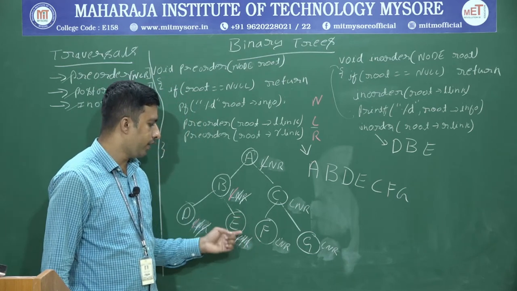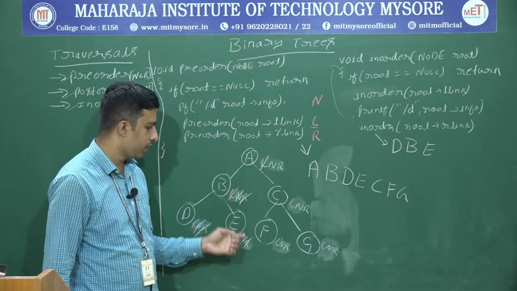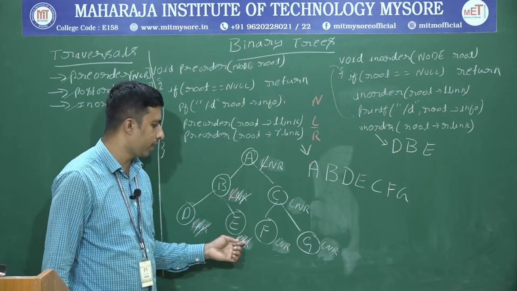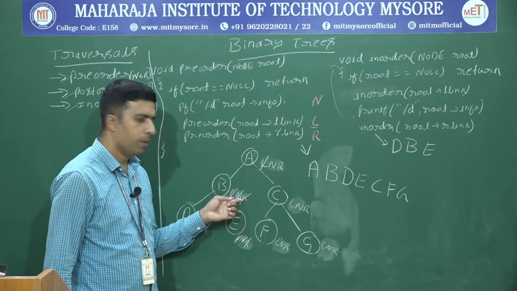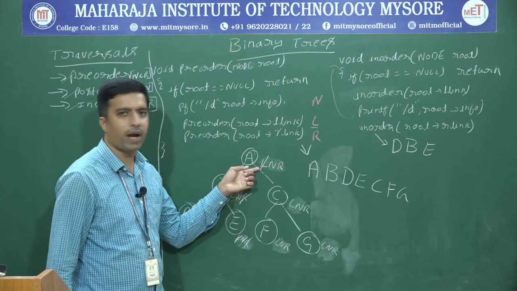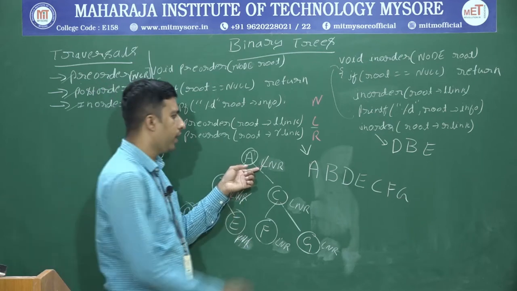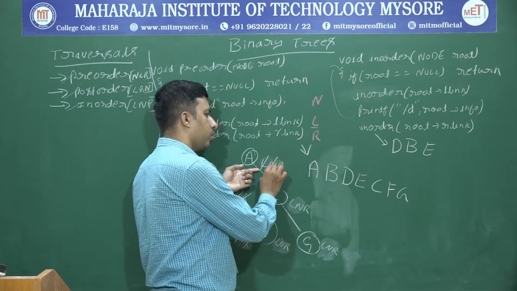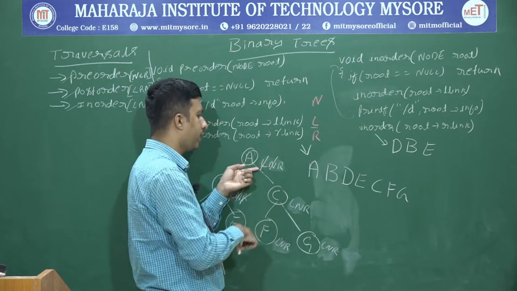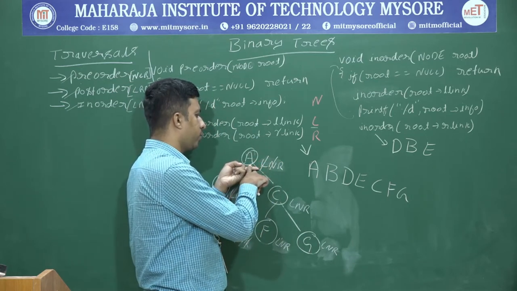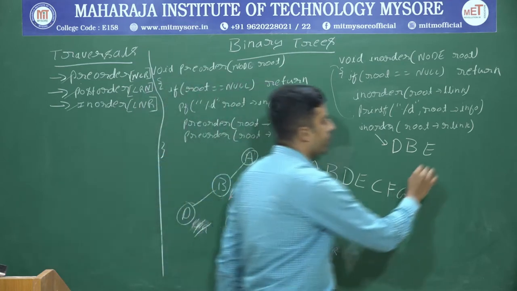Okay, now E is printed, the recursion procedure, this E node is encountered and closed. Okay, B node is over, then it goes back to A. The A node is encountered, and it will be running up to here. Now A will get printed.